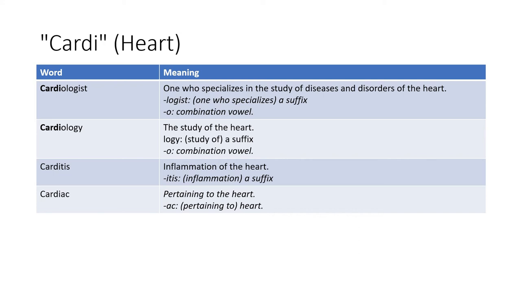And cardiac, in this case, ac means pertaining to. It's another suffix, and when we add it to cardi, we get cardiac. For example, cardiac vessels, cardiac muscles. Okay, so I guess up to now you have figured out what's the rule for the combining forms. Have you got it by now?